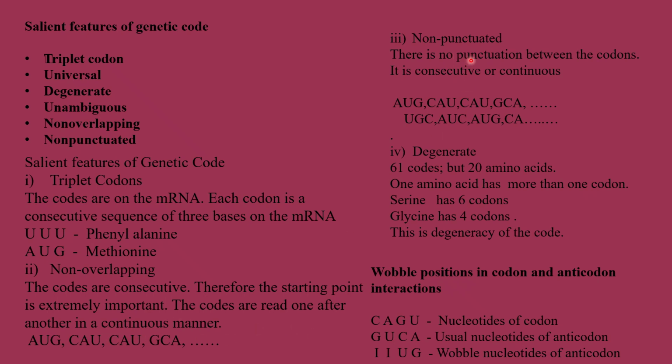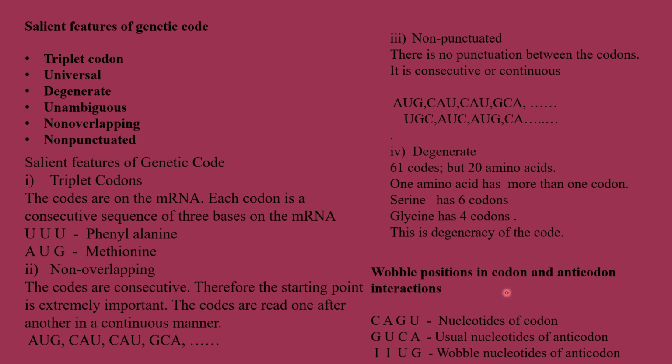The third important property is non-punctuated. So there is no punctuation between the codons. It is a consecutive or continuous chain of codons. Then degenerate, because there are 61 codons, but they code for 20 amino acids only. That means one amino acid has more than one codon, and that is known as degeneracy, because serine has 6 codons, glycine has 4 codons, so it is the degeneracy of codes.